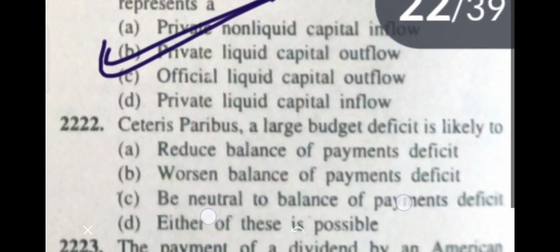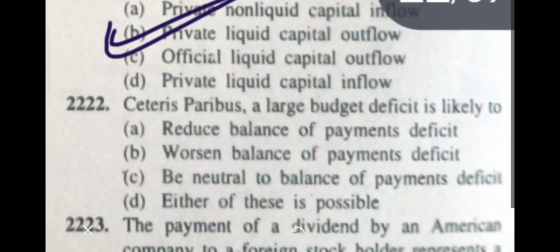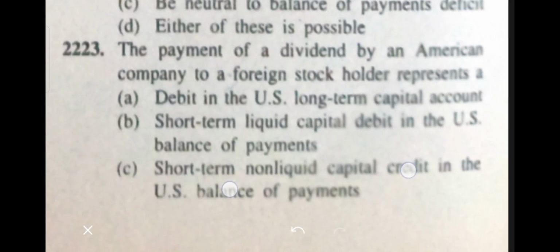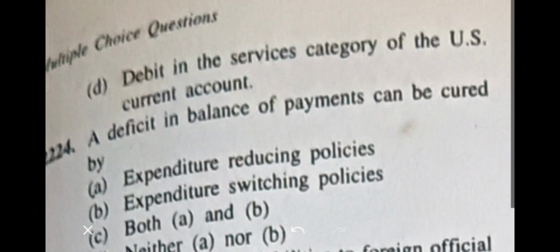Ceteris paribus, a large budget deficit is likely to worsen balance of payment deficit. The payment of a dividend by an American company to a foreign stockholder represents a debit in the service category of the US current account.